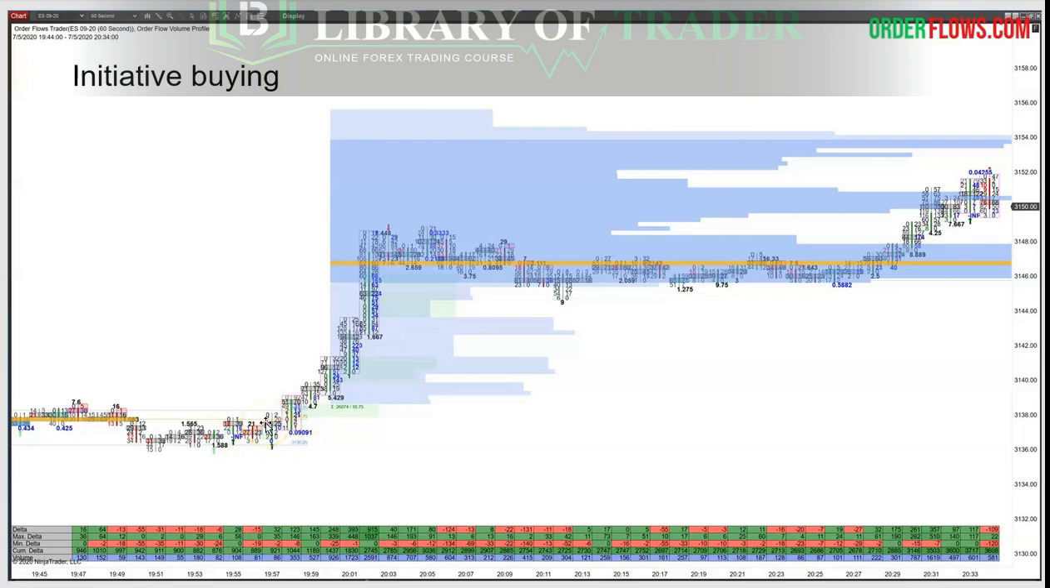Okay, so when you're seeing initiative activity, you've got to think of where the market opens relative to the previous value area high, previous value area low, previous value area. And this is how I like to use volume profile intraday. And again, it doesn't have to be a 30-minute profile. It could be a 15-minute profile. But you're going to get some opportunities. Not every period is going to be like this.